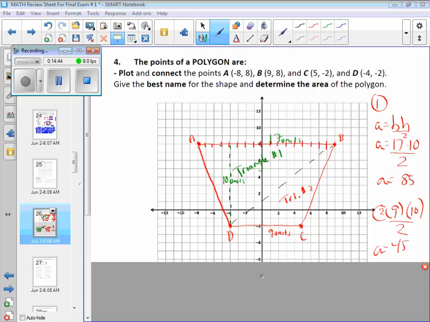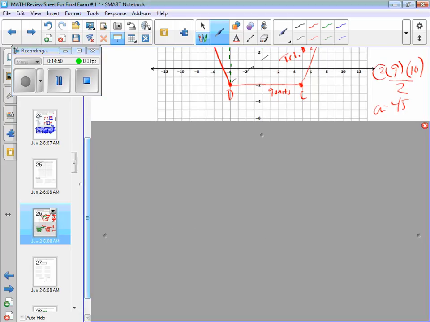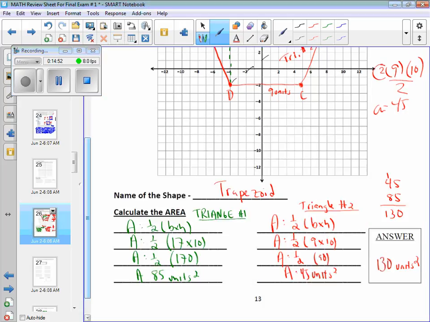What do you have to do in the final phase? Add them together. And when you do that, you get 130 square units. Okay? Here it is all written out. Okay.